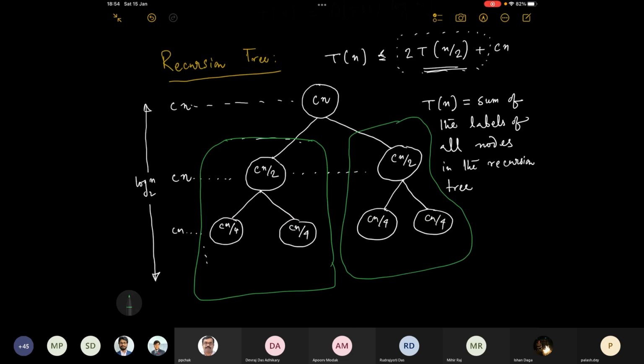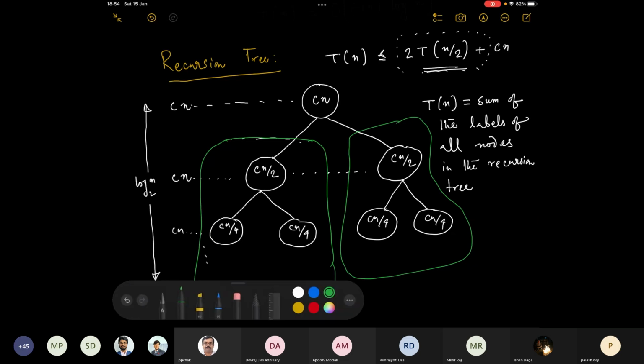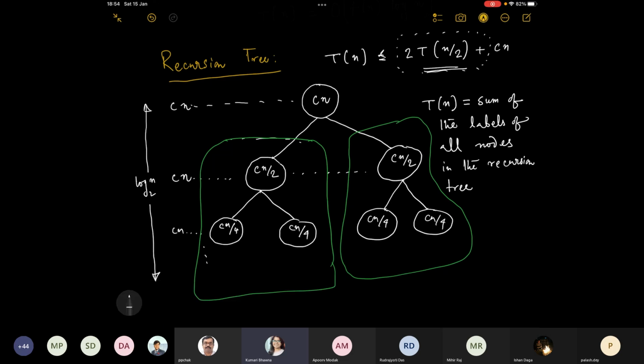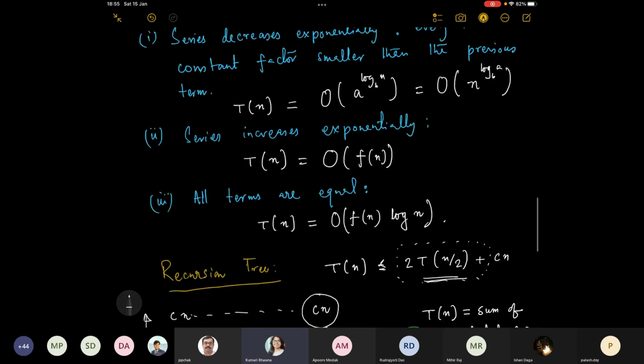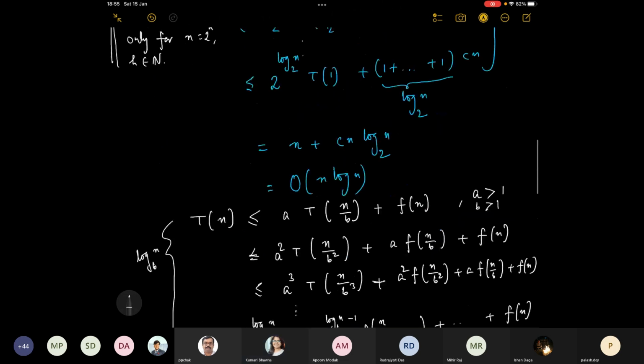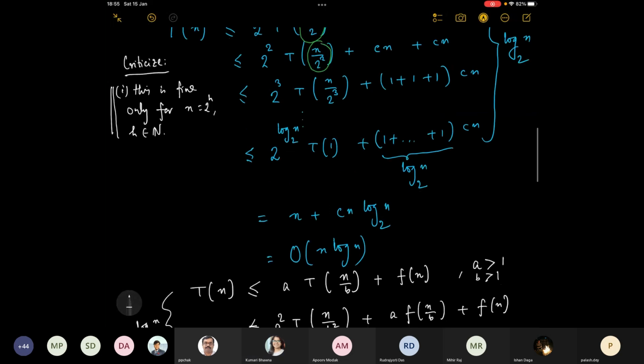Sir, if we try to find the value of T(n) using the recursion tree, we will be getting Cn log n, right? Correct. But when we calculated above, we got n plus Cn log n. Yes, the Big O is the same. Both are Big O of n log n. Okay, sir, I got it.